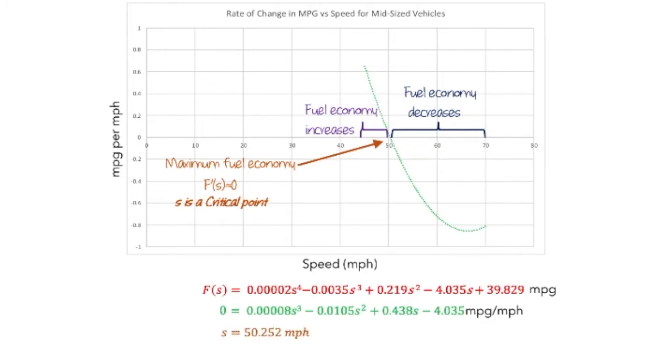We will get s equals 50.252 miles per hour. So for these simulated cars, the fuel economy is maximized when traveling at a speed of 50.252 miles per hour. We can mark this s value and see this on the original graph.